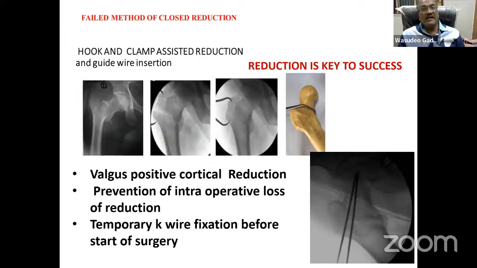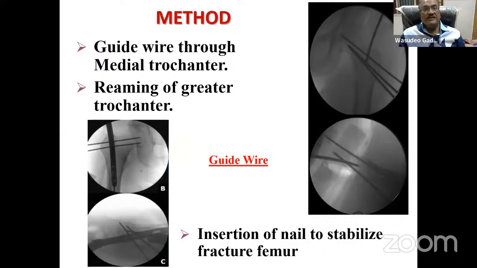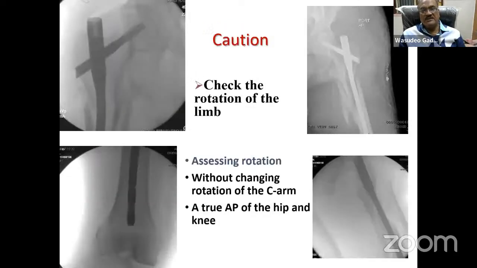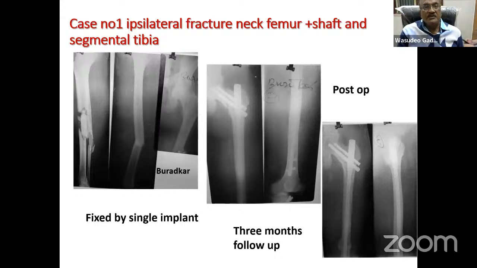And this is how hook and clamp assisted reduction is done for the intertrochanteric or fracture neck femur. Key to the success is primary temporary stabilization of the neck fragment. And you can see this is how it is. We have to put a guide wire, then reduce the shaft fracture, and ultimately proximal stabilization, distal stabilization, and you can use additional screws. These are all examples, but we have to check the rotational instability. That is most important because we are putting both fractures together, and one must check for rotational malalignment, and that is the hallmark of a single implant. And probably, this is the example, fracture neck femur with a shaft segment tibia fracture.